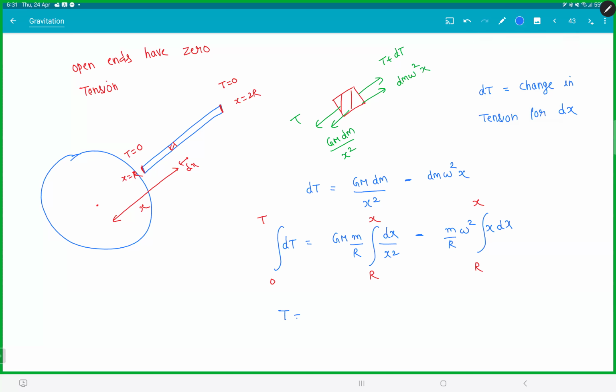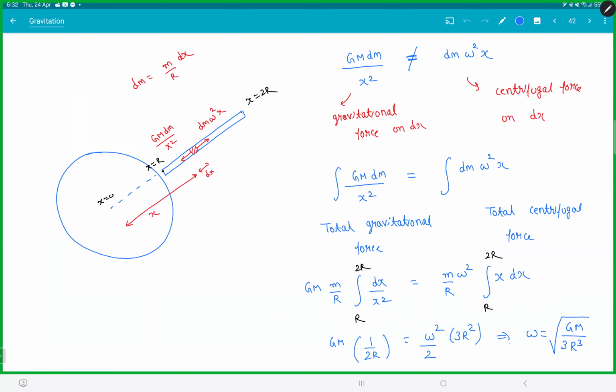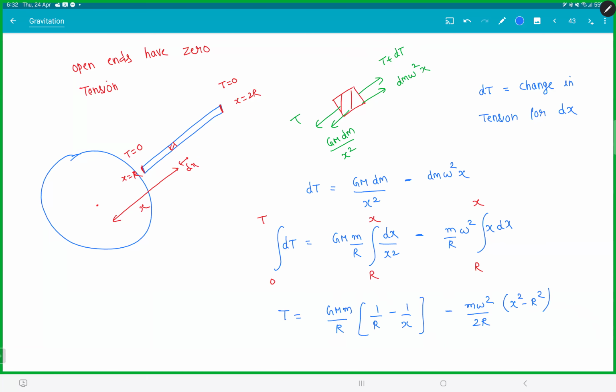Then we will get tension T is equal to, that will be GM small m by r, and that will be minus 1 by x, the integral. Substitute there. This will be 1 by r minus 1 by x. Minus m omega square by 2r, and this will be x square minus r square. This is your tension as a function of x, everyone. Meaning you can simplify it further. Omega's value you know, GM by 3r cube. Take that and substitute here. I think still you'll get something complex, but you will get something. This is how you find the tension in the rod.